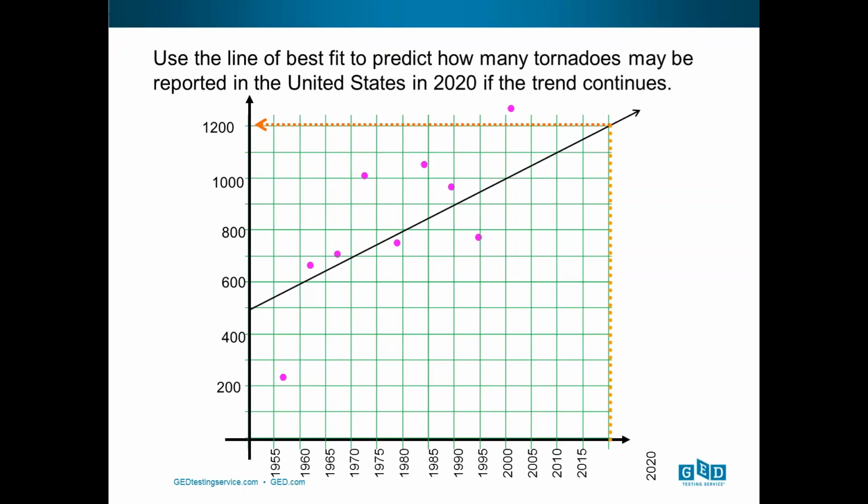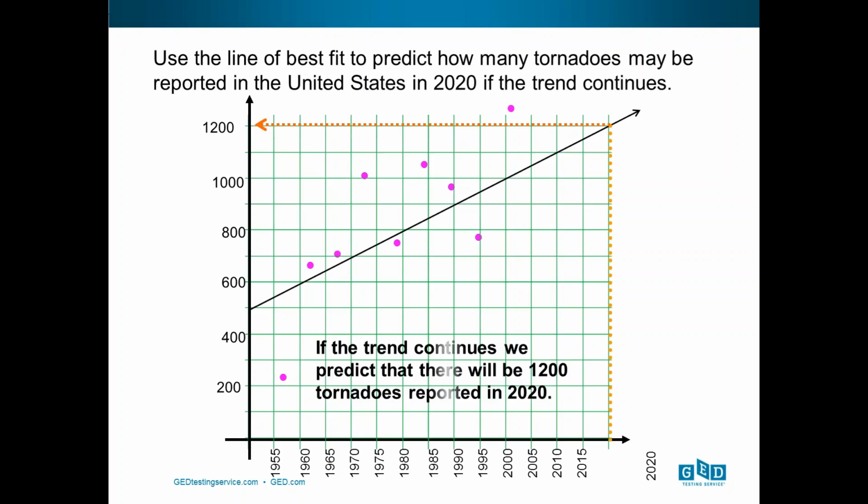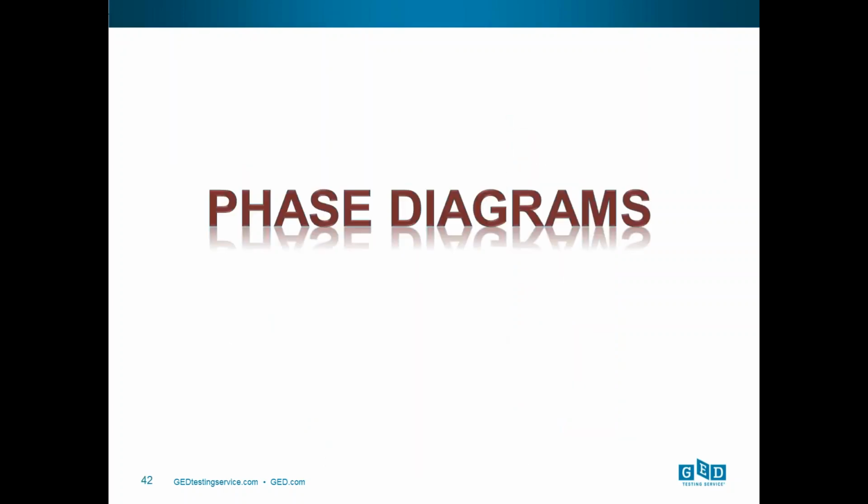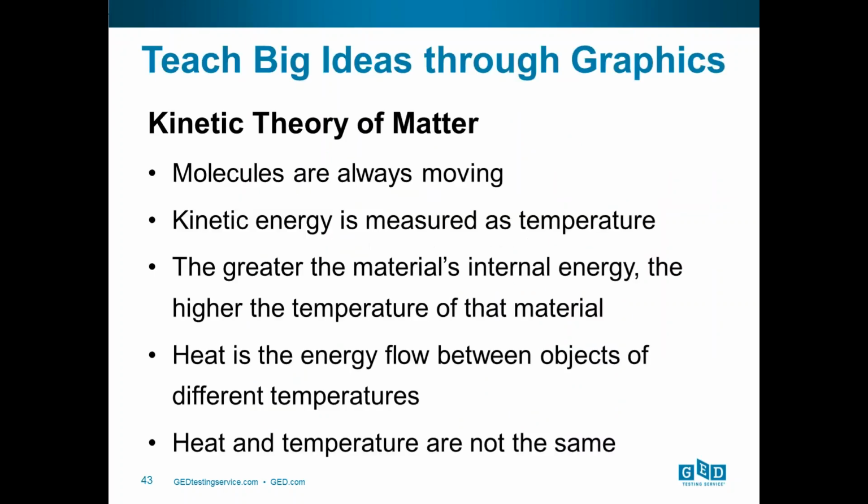Okay, we have done lots of different types of graphics. We're going to cover one more with you. And what we're going to tell you about this next one is that we do see it in the PLDs. It is something that can be on the GED test. It's called a phase diagram. And with phase diagrams, oftentimes they are about big ideas. And one of the common phase diagrams out there talks about the states of matter.